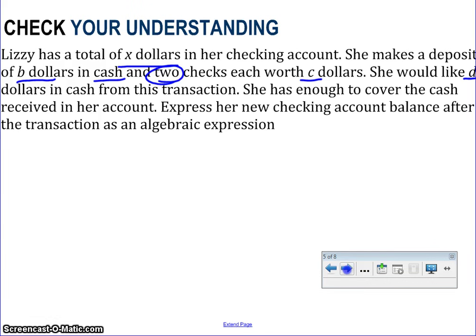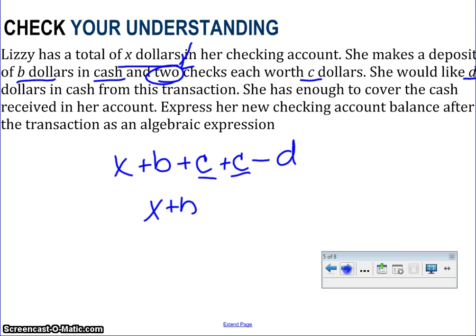Well, we know that her current balance is X. And to X, we're going to add that cash in B dollars. It says that there are 2 checks worth C. So I've got 2 checks that I've got to add in there at C. And then she wants D dollars back. So if I combine my like terms here, my final algebraic equation is X plus B plus 2C minus D.